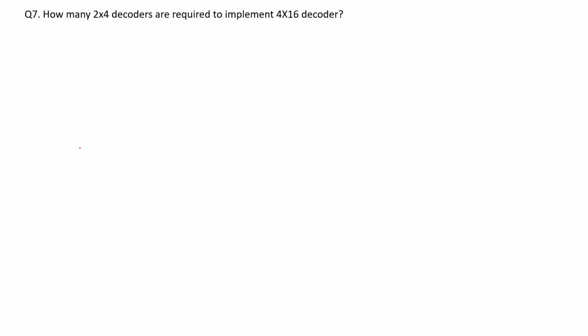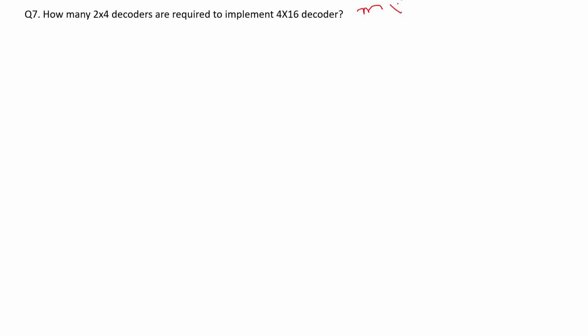Now towards question number 7, that is, how many 2 is to 4 decoders are required to implement a 4 is to 16 decoder? So you need to find out how many 2 is to 4 decoders are required to implement a 4 is to 16 decoder. To simply write down the answer, I think you can write it this way.